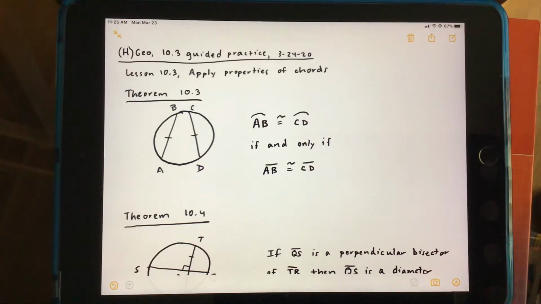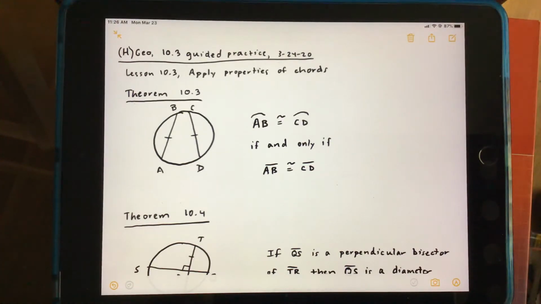First, we're going to start by including in our guided practice notes some theorems that will be useful to working out our problems in this lesson. We'll start with Theorem 10.3, and you're noticing that I have two chords drawn into my circle, and each of those chords are noted as congruent.